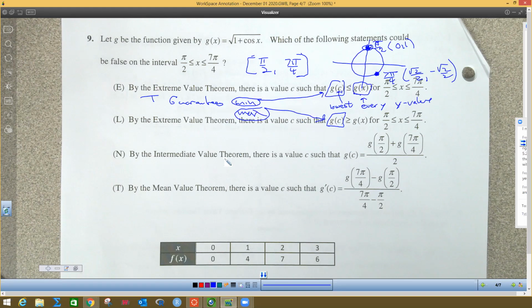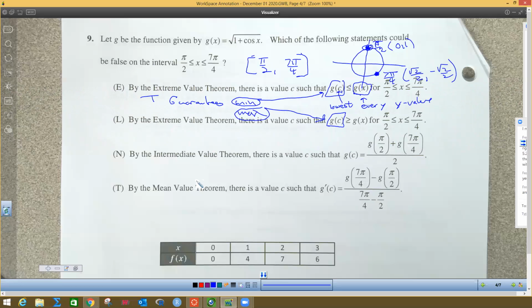Now the intermediate value theorem says that we have to have a value between these. So let's see what this says. There is a value of c such that... okay, let's go down here and get this other one that doesn't work. This says by the mean value theorem, is there a value of c such that the derivative equals the slope of the endpoints?